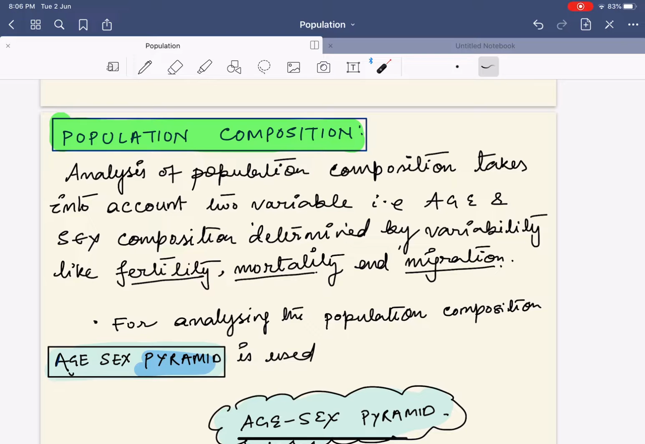Now when I say population composition, literally it means a population which could be composed of people belonging to different races, different languages, different religions, different ages, and different sexes. But in this consideration, we will be taking into account the population composition with respect to age and sex. The age and sex of the population is determined by factors such as fertility, mortality, and last but not least, migration.